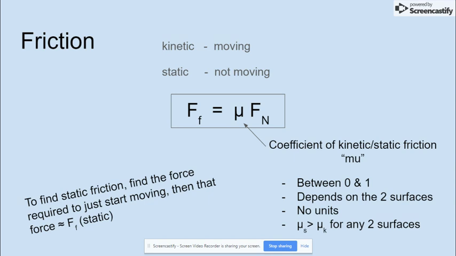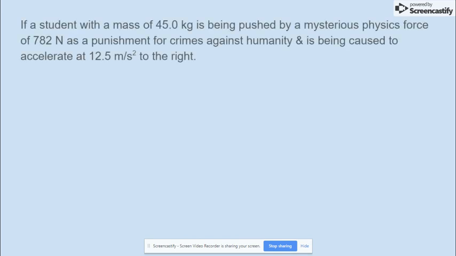We'll look at an example here using our Newton's second law and our force of friction. A little bit more fun and exciting example. I know you enjoy those. In this example, let's say we have a student. It has a mass of 45.0 kilograms. That'll be our general student mass, so we don't hurt anybody's feelings by saying some have more mass than others. It's being pushed by a mysterious physics force of 782 newtons as a punishment for crimes against humanity, and is being caused to accelerate at 12.5 meters per second squared to the right. So our student has maybe been thinking evil thoughts about physics or something, which would constitute crimes against humanity. They're being punished. They're being pushed by this mysterious physics force, and they're accelerating.